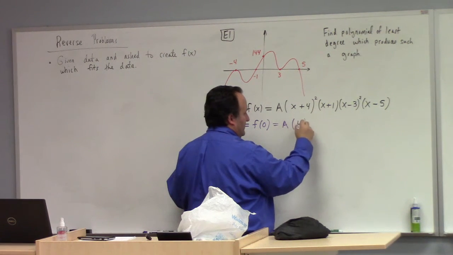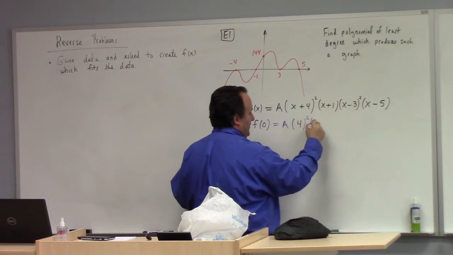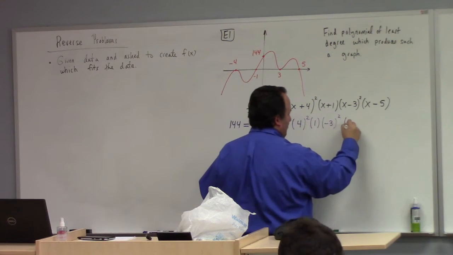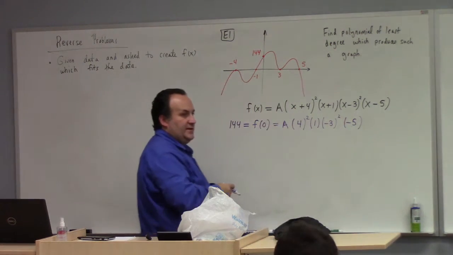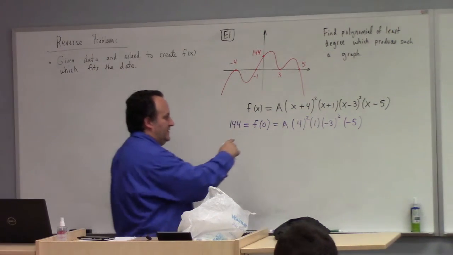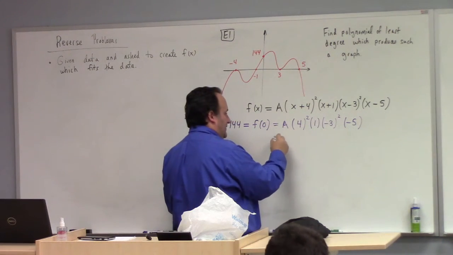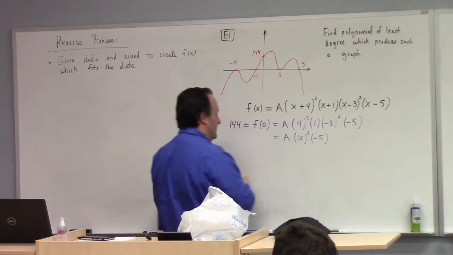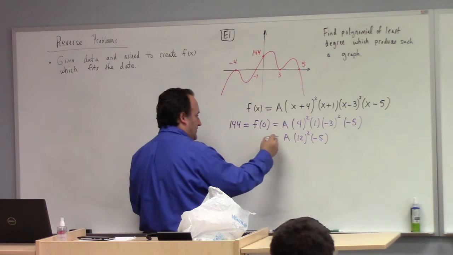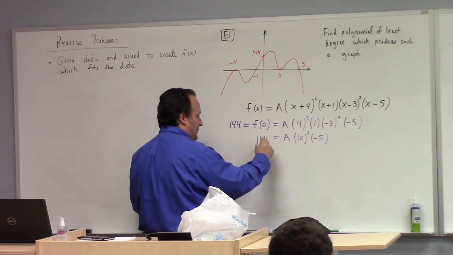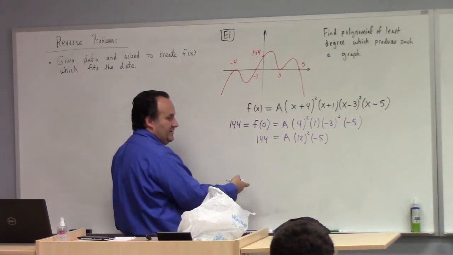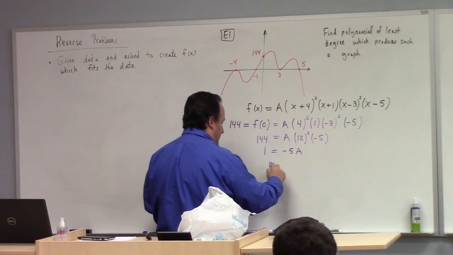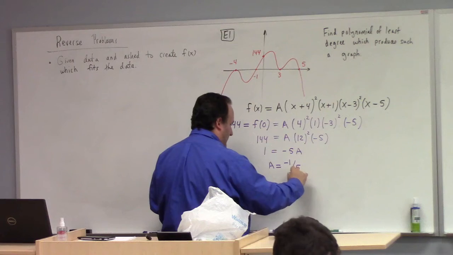So we've got 4 squared times 1 times minus 3 squared times minus 5, plugging 0 into the formula. But if you look at this, what you've got there is A times 12 squared times minus 5. In other words, you've got 144 equal to, what is 144? 144 is 12 squared, right? So this reduces to 1 is equal to minus 5A. So A is apparently equal to minus 1 over 5.